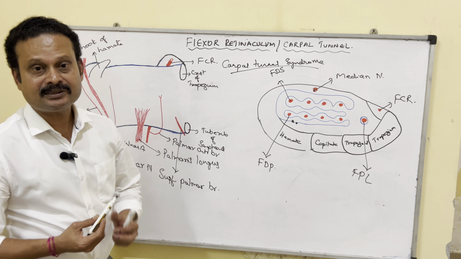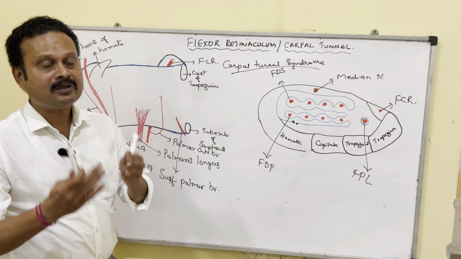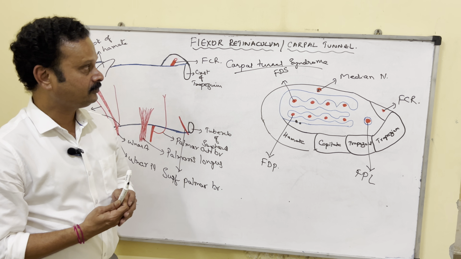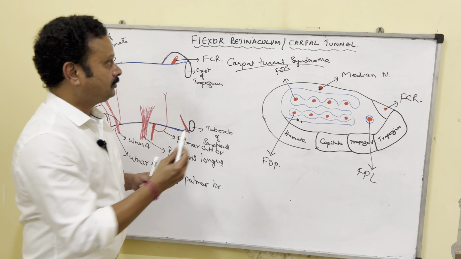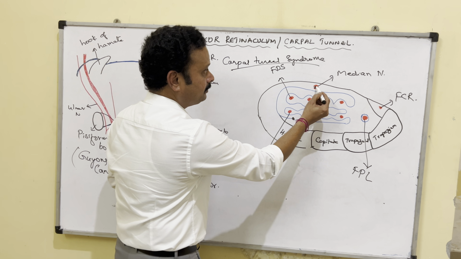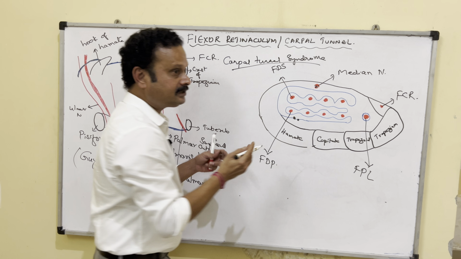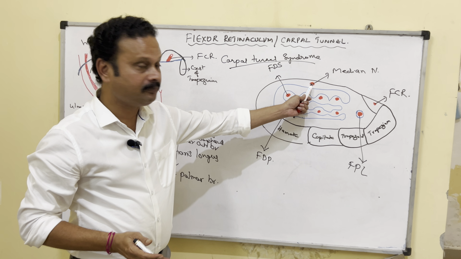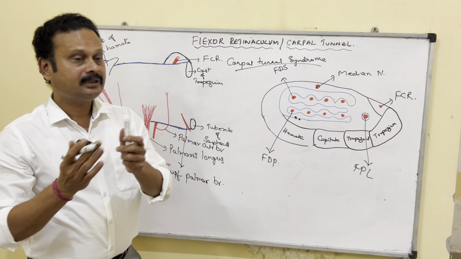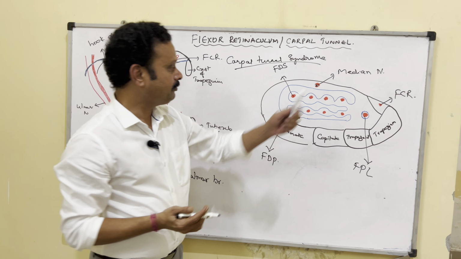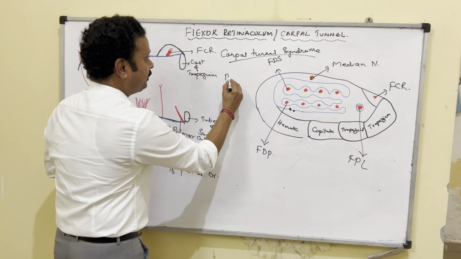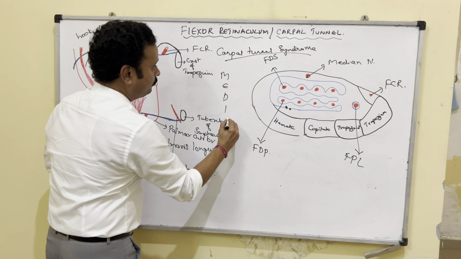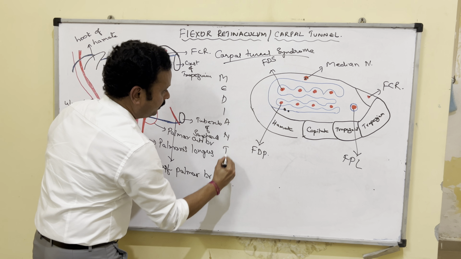Now, what are the causes of carpal tunnel syndrome? That means what causes it? Etiology. For that you need to remember which structure is getting trapped, because of the entrapment of the median nerve the syndrome results. So try to remember a mnemonic: median trap.